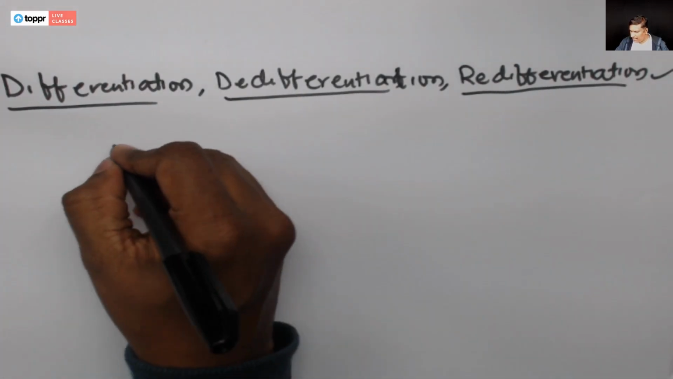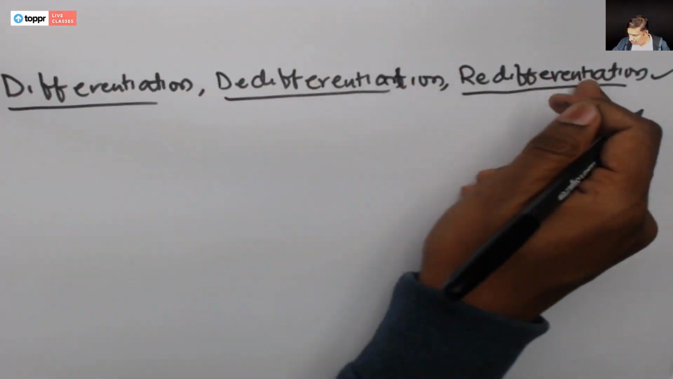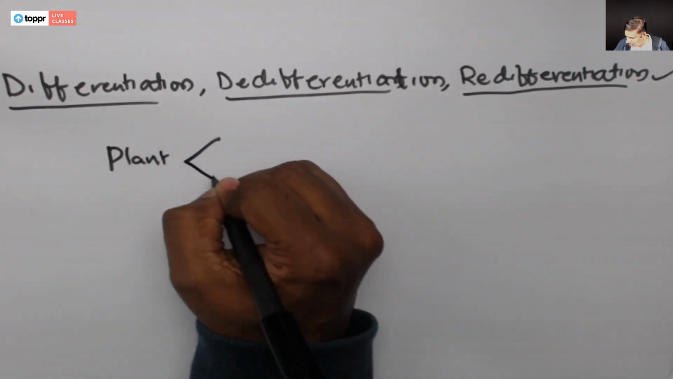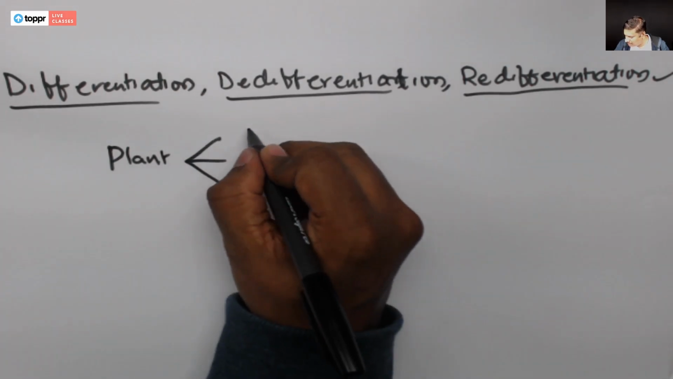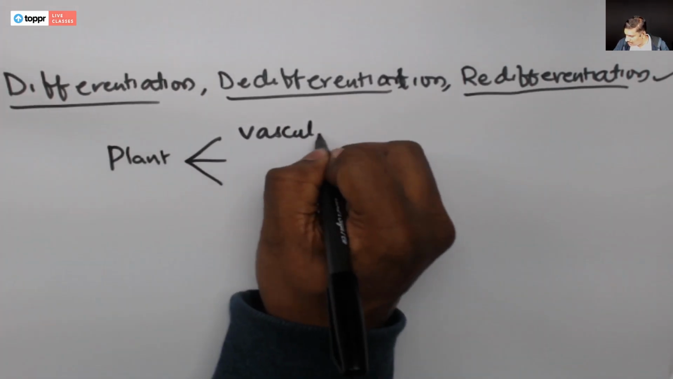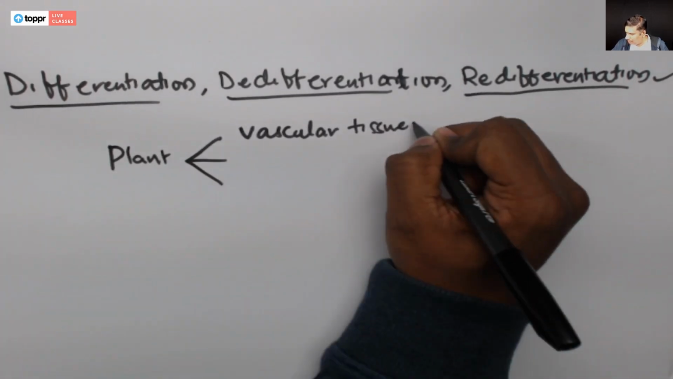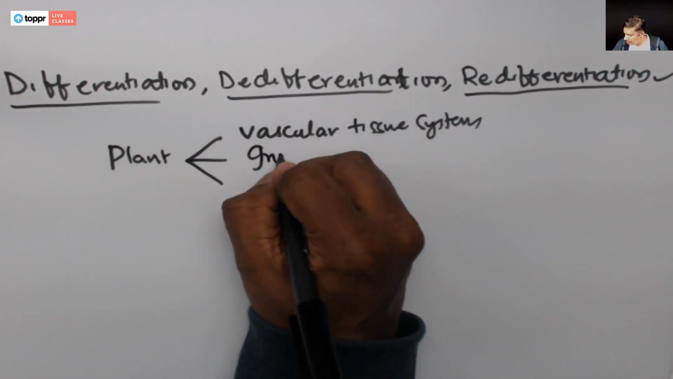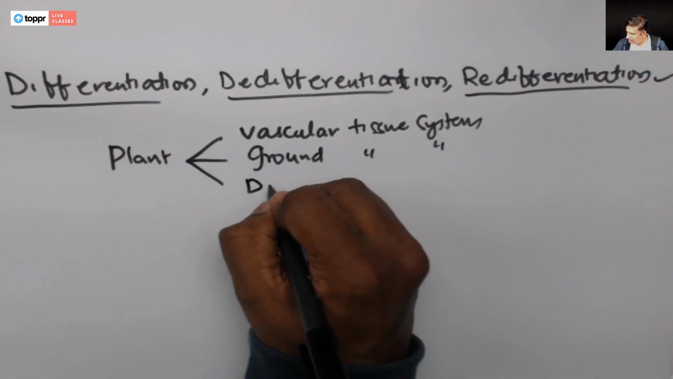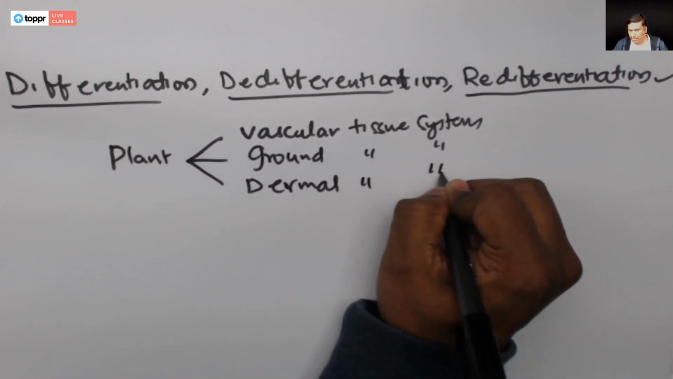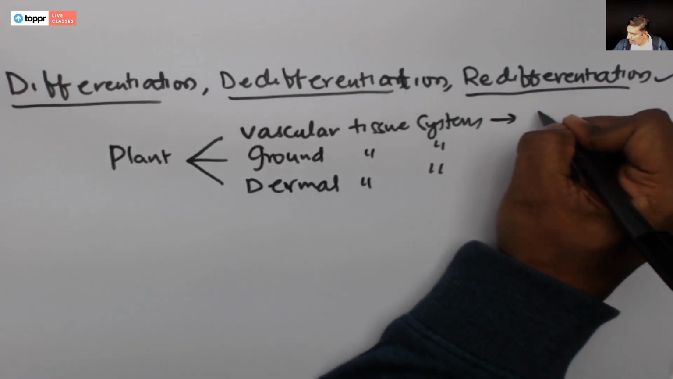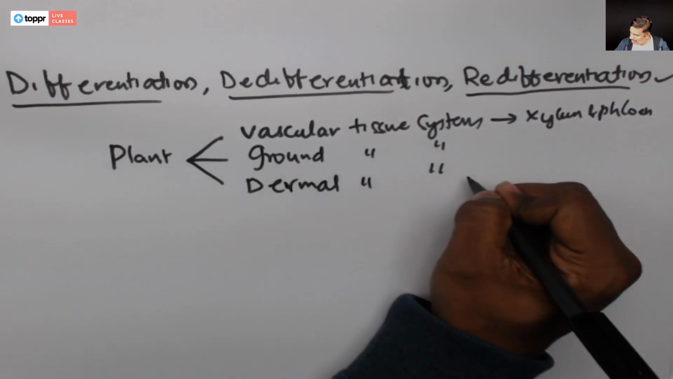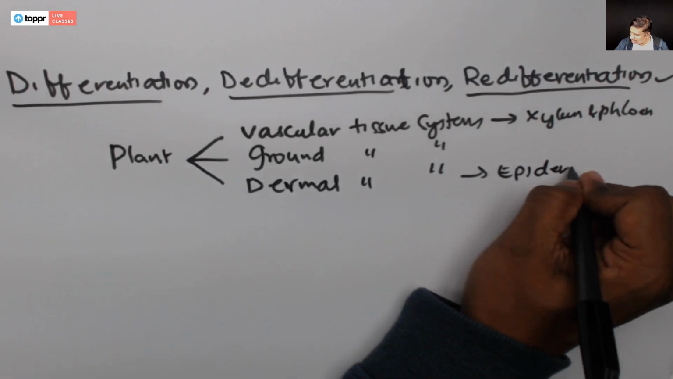I'll get back to this. In order to understand this, you first have to understand the plant composition. Any part of the plant will have three tissue systems. One is your vascular tissue system, and the other is your ground tissue system and the dermal tissue system. The vascular tissue system consists of your xylem and phloem, and the dermal tissue system is the epidermis, the outer layers.